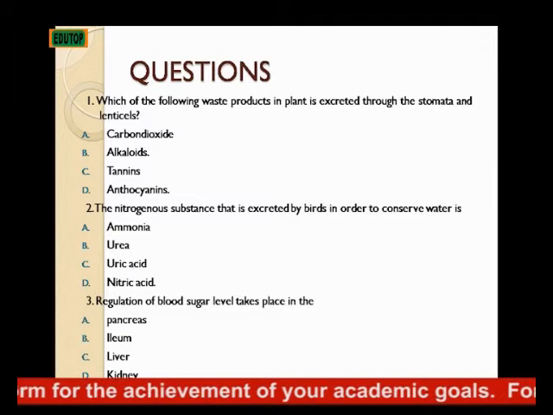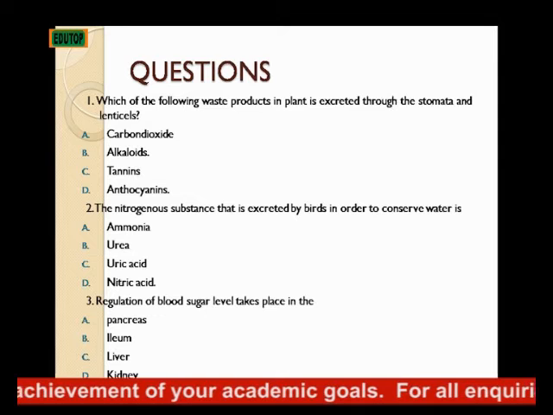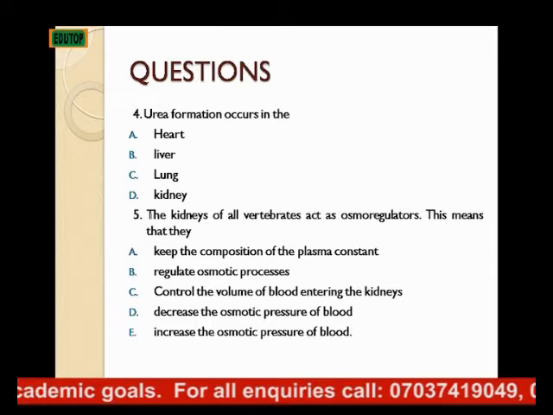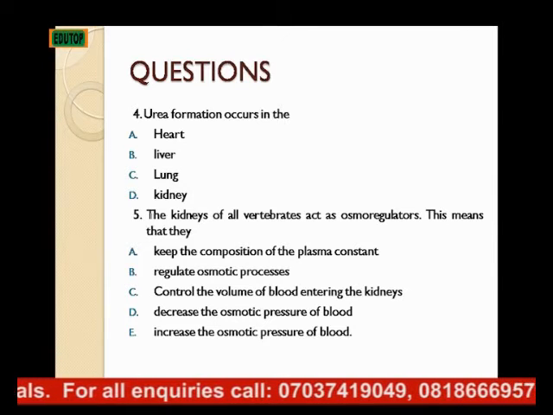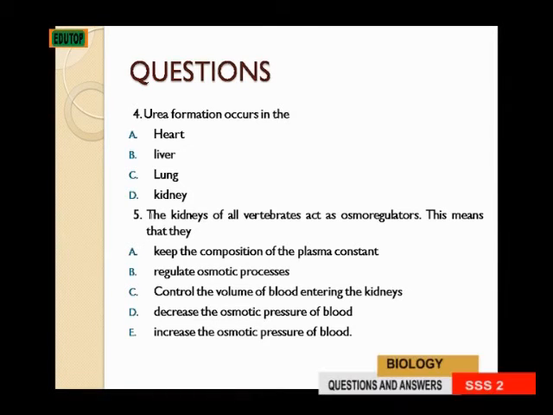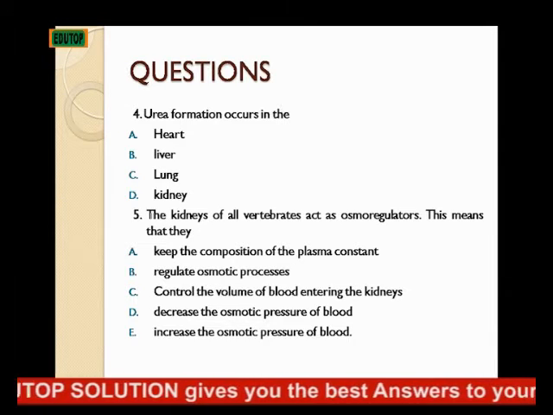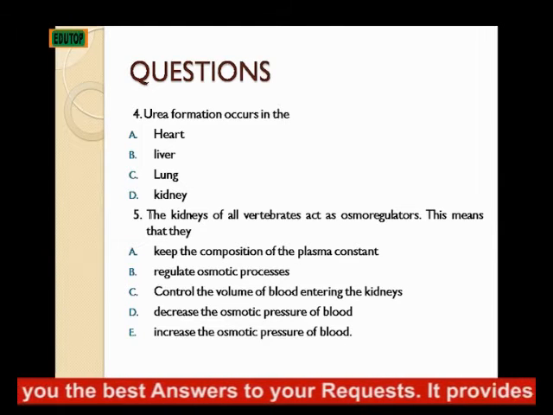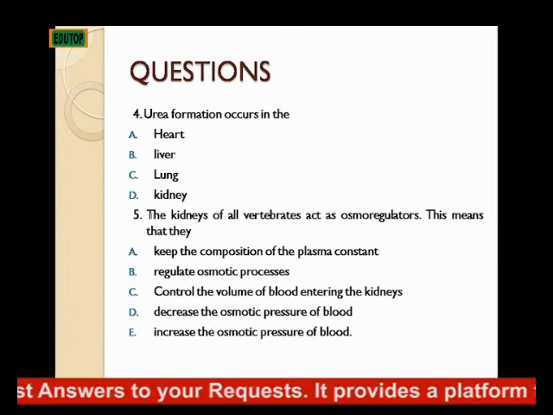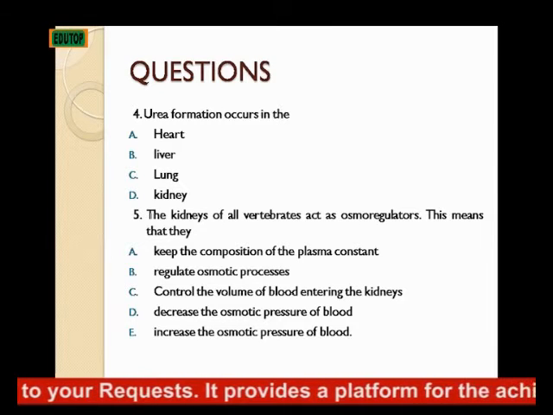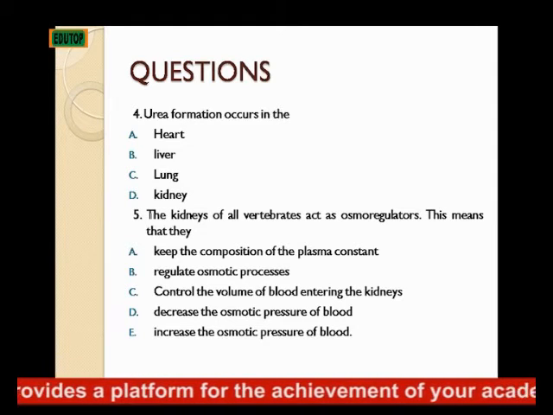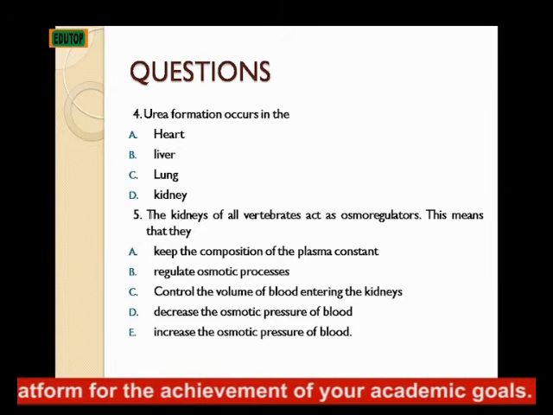Number 3. Regulation of blood sugar level takes place in A. Pancreas. B. Ileum. C. Liver. D. Kidney. Number 4. Urea formation occurs in the A. Heart. B. Liver. C. Lung. D. Kidney. Then the last question, number 5. The kidneys of all vertebrates act as osmoregulators. This means that they keep the composition of the plasma constant, they regulate osmotic processes, they control the volume of blood entering the kidneys, they decrease the osmotic pressure of blood, they increase the osmotic pressure of blood.